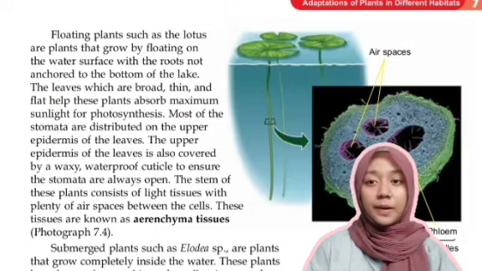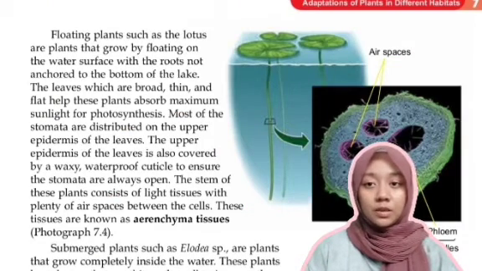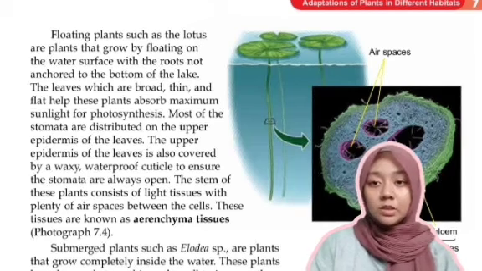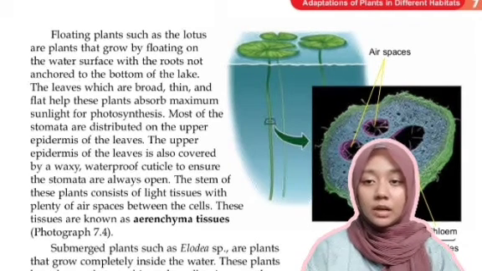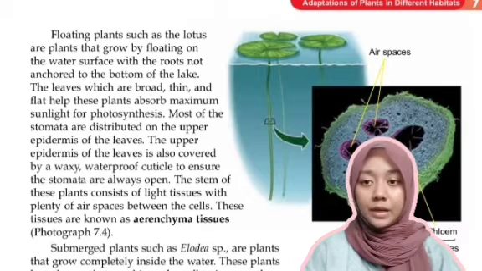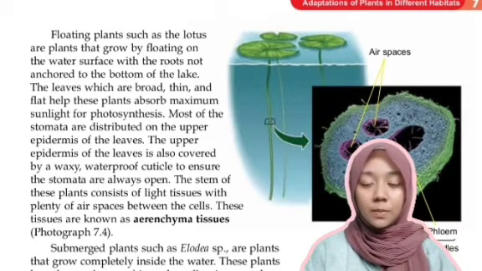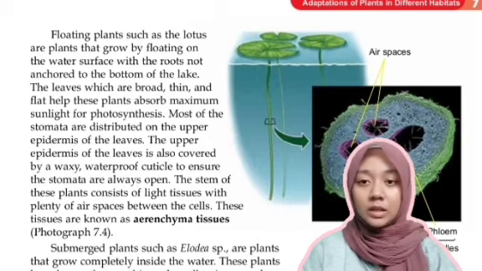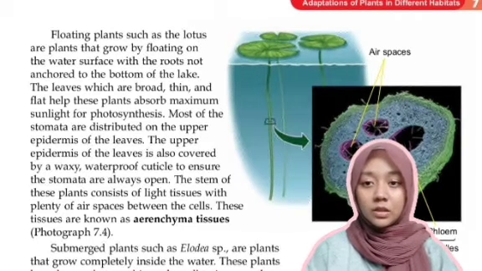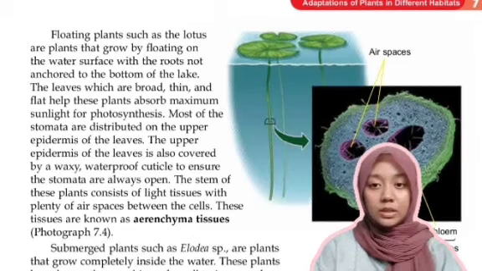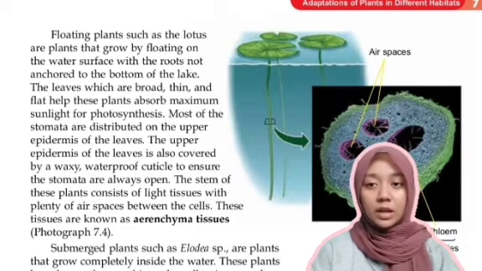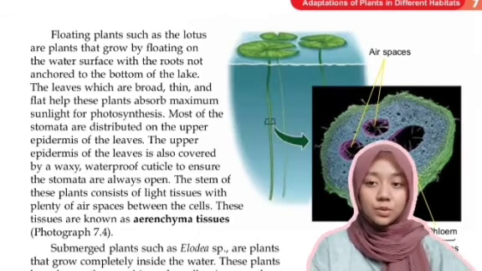For lotus plants, the leaves which are broad, thin, and flat help these plants absorb maximum sunlight for photosynthesis. Most of the stomata are distributed on the upper epidermis of the leaf. The upper epidermis of the leaf is also covered by a wax film. The stem of this plant consists of flat tissues with plenty of air spaces between the cells. These tissues are known as parenchyma tissues.